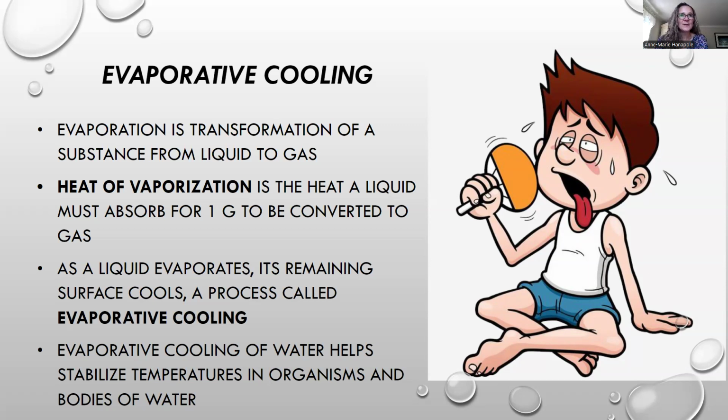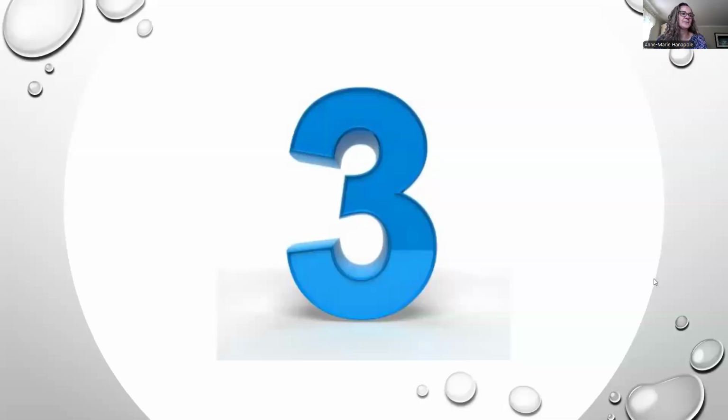So as we sweat, the water evaporates off of our skin and it uses our body heat to do that evaporating. So we sweat, our body heat is used to evaporate the water, and then it cools our body down. So it helps us to keep a stable body temperature. And that's all because of the high specific heat of water.